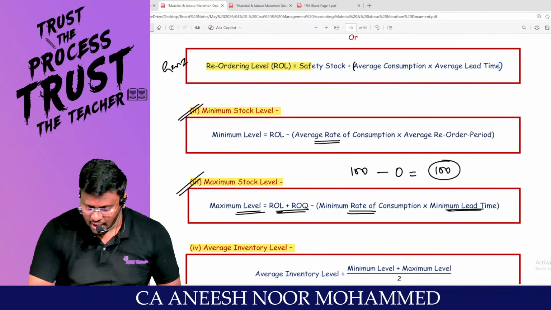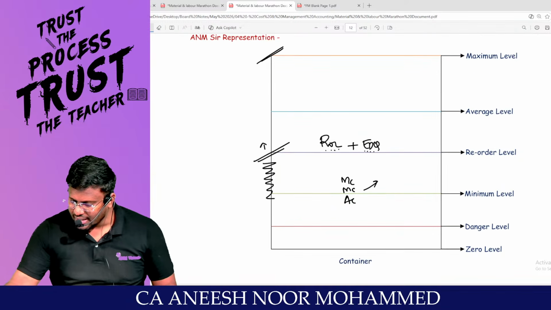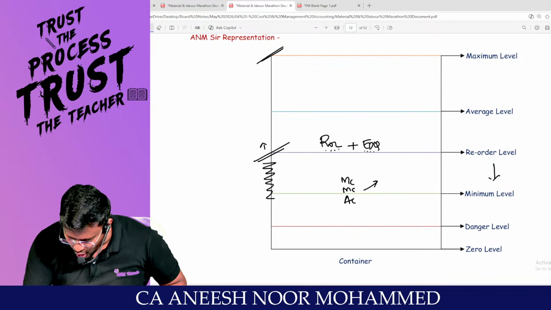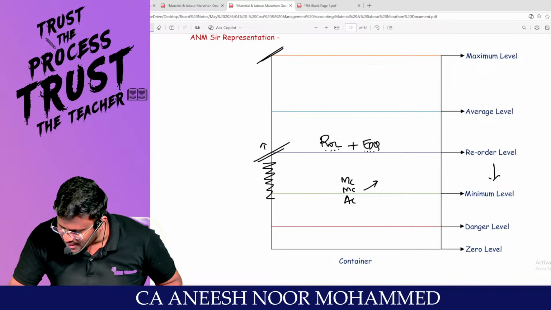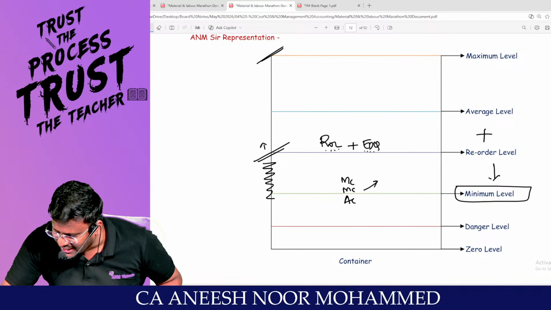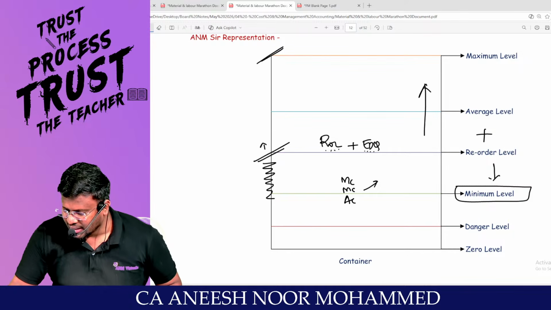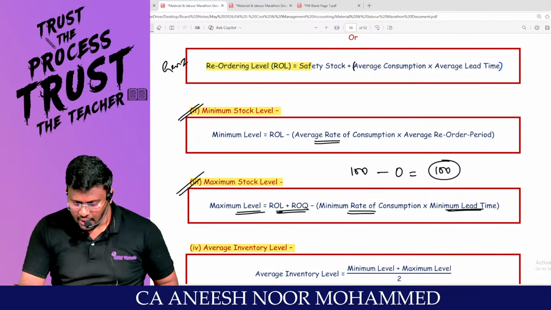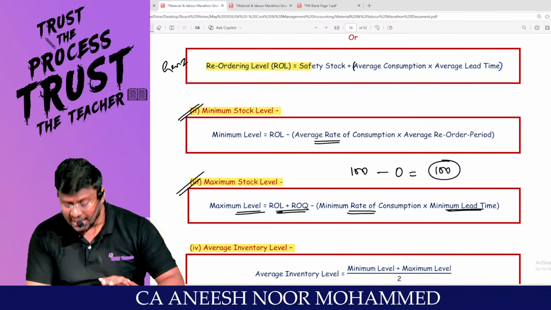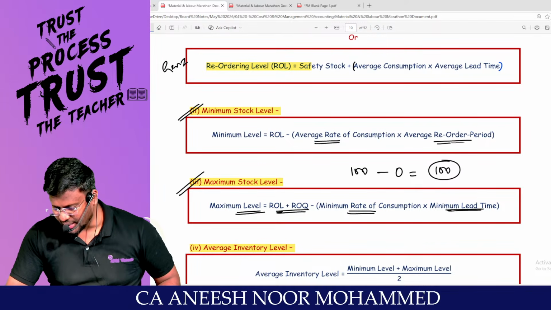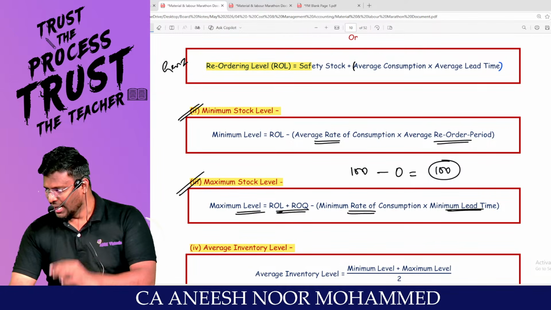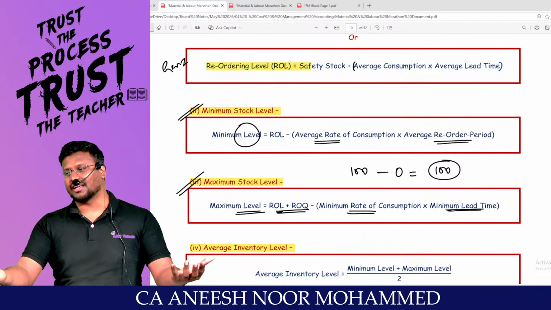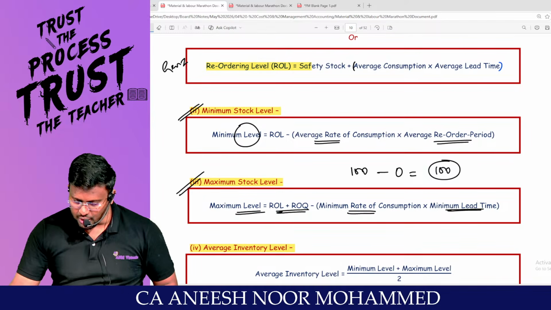That's why for minimum stock level, where is the minimum? It is below the reorder level. So take this reorder level. I want to get an answer below that, so I can't add. If I want above, I will add it. If I want below, I will reduce it. So, reorder level minus average consumption into average lead time, because I can't reduce maximum. Sorry, I can't reduce minimum also, because the answer itself I want is minimum. So I will be taking average consumption into average lead time.